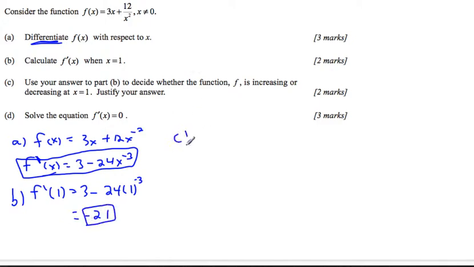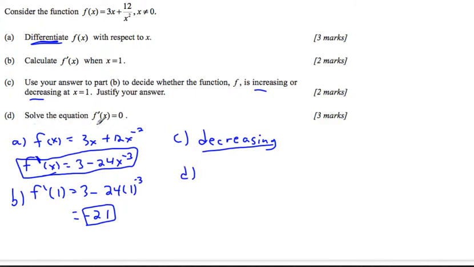In part C, we are asked to use this answer to decide whether the function is increasing or decreasing. Well, this gives us a slope of negative 21, so we know that the slope of a tangent line indicates that the function is decreasing, because the derivative has a negative value at that point.